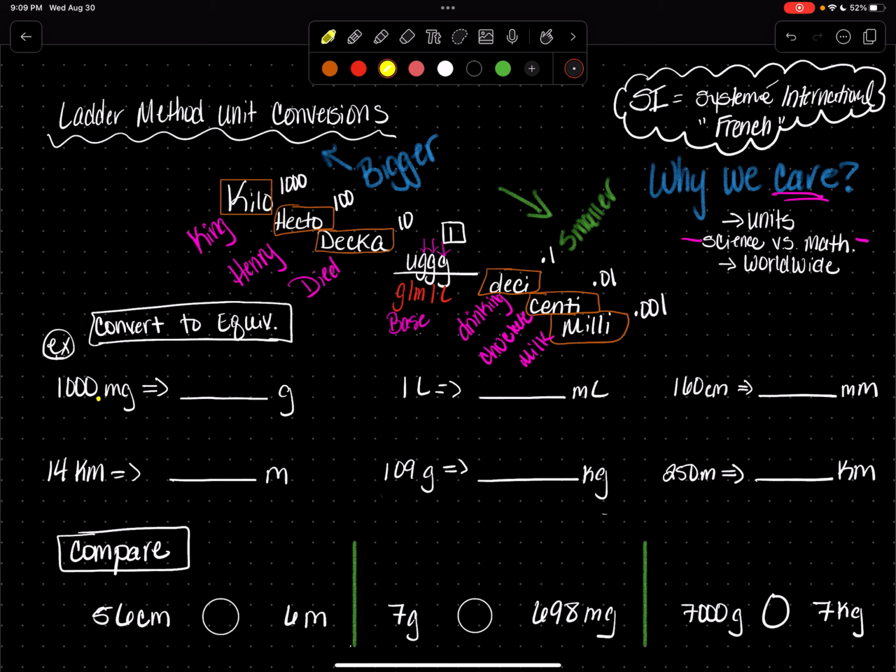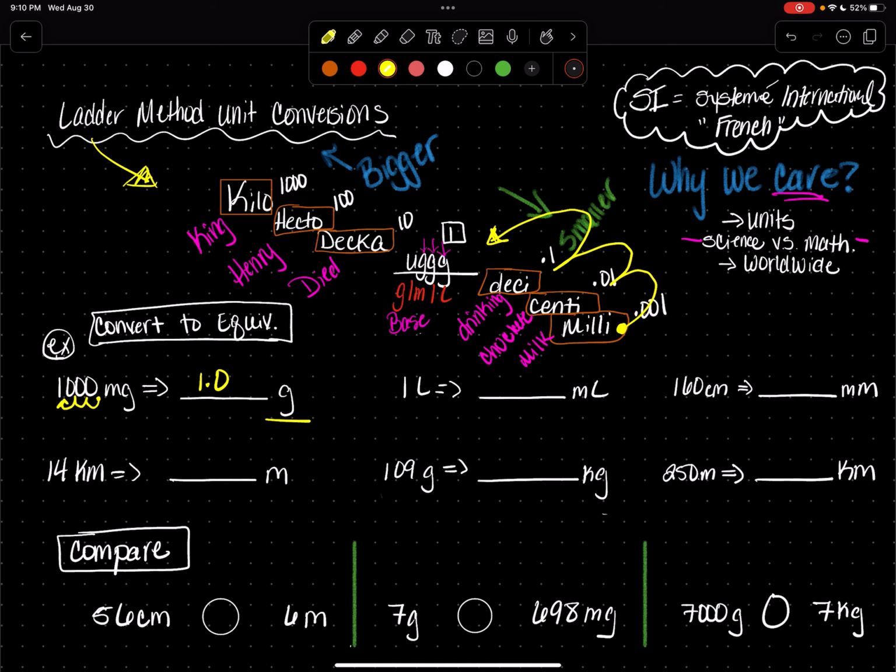And this is my ladder, okay? So we start with what's given. That's 1,000 milligrams. So I'm starting at milli. And where am I going? I'm going to gram. So let's count how many jumps it takes me to get to gram. Here we go. 1, 2, 3. I land on my gram spot. So I move 3 places. Which way? Right or left? Left. So now we go 1, 2, 3. There we go, for 1.0 grams or 1 gram. Easy breezy, beautiful.